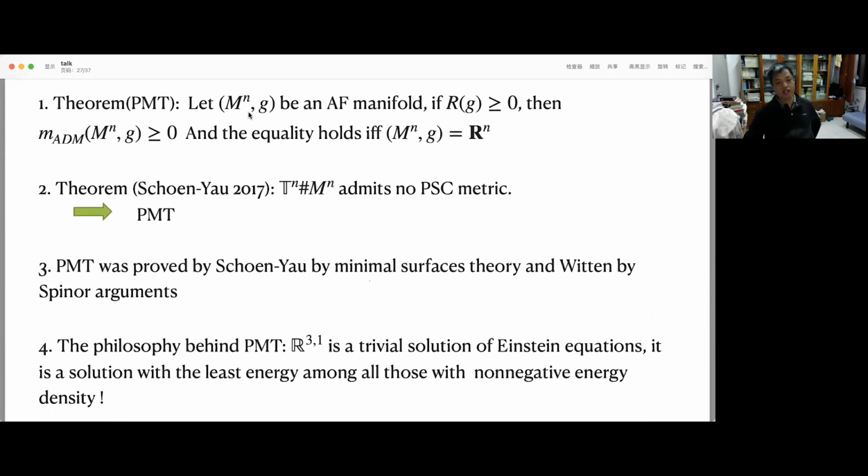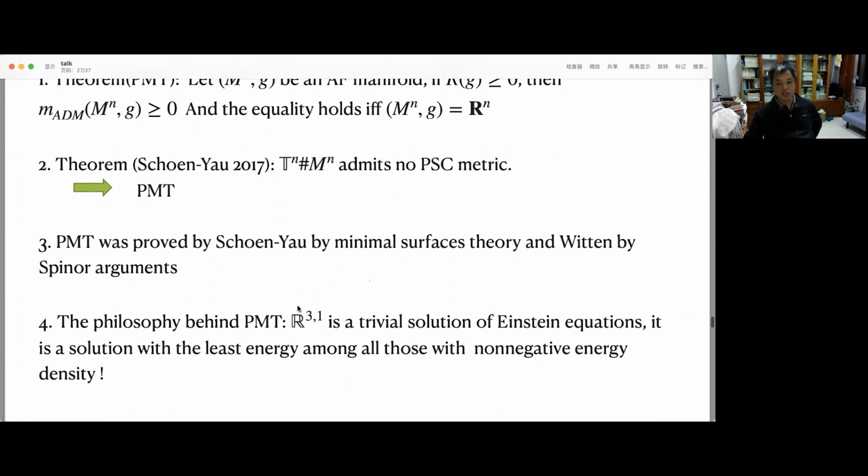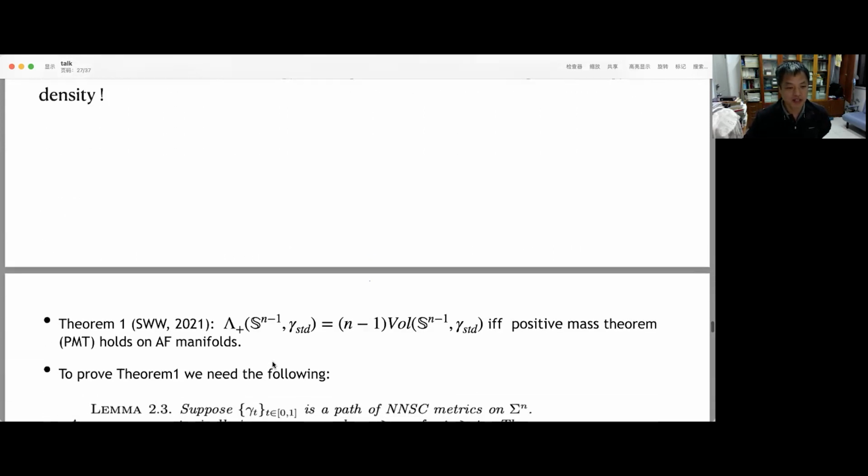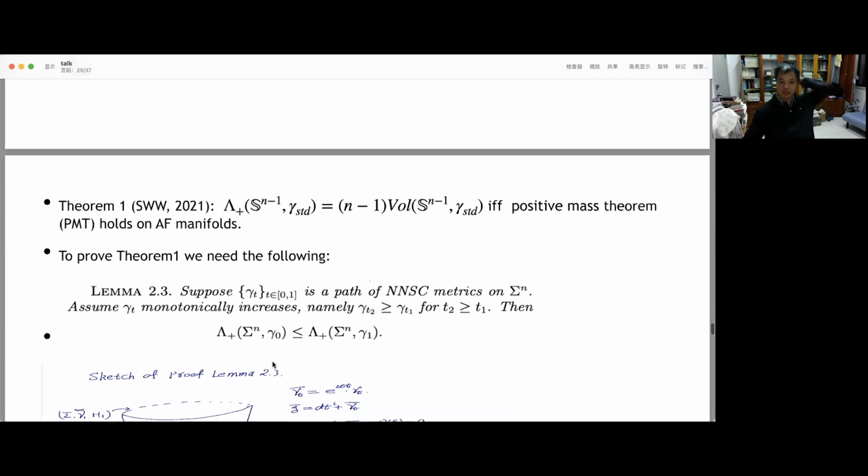Now, to me, the philosophy behind the positive mass theorem is the following. That is, Minkowski space is the trivial solution for the Einstein equations, and it is the solution with the least energy among all those with non-negative energy densities. Okay, so much for the positive mass theorem. Now, let me show you the following theorem. That is, lambda plus of this unit sphere equals this one if and only if the positive mass theorem is true on all asymptotically flat manifolds.